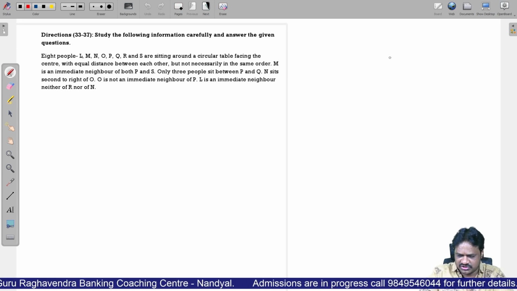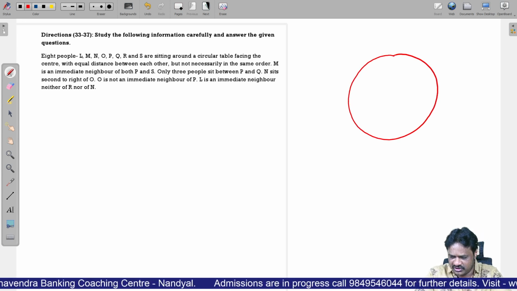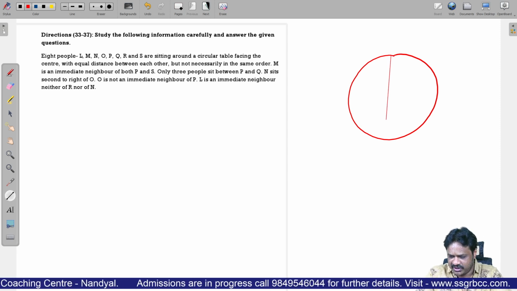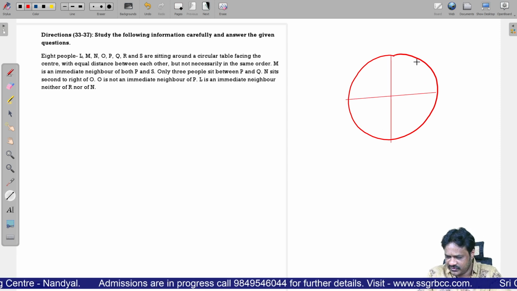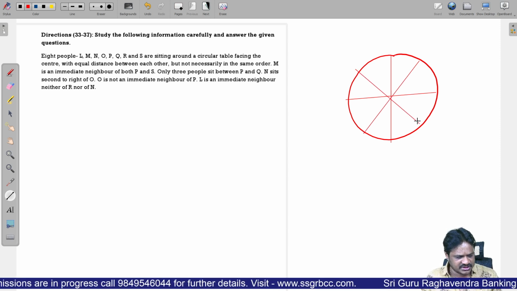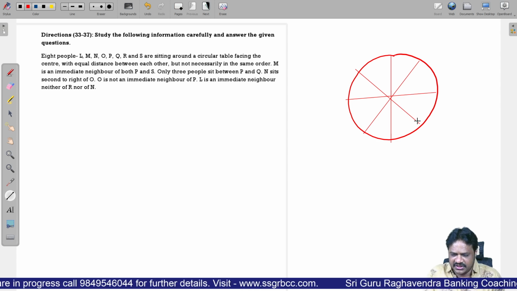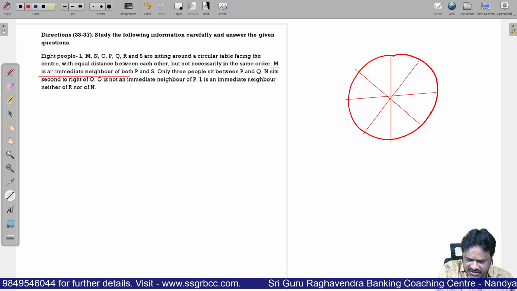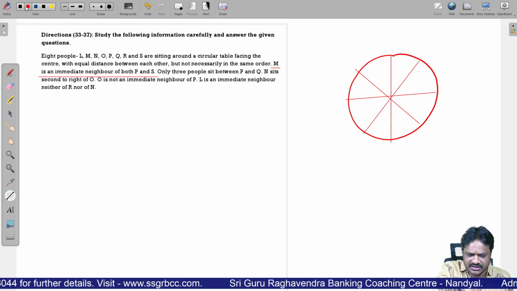Now, this is also one circle puzzle. So, all of you draw one circle and divide into 8 parts. We are dividing the circle into 8 parts since there are 8 persons. Now, let us start the puzzle. M is an immediate neighbor of both P and S.